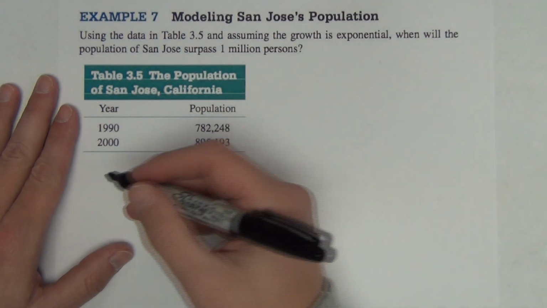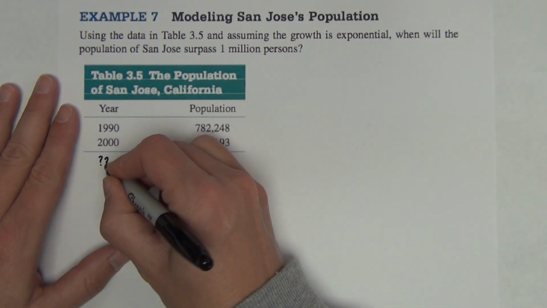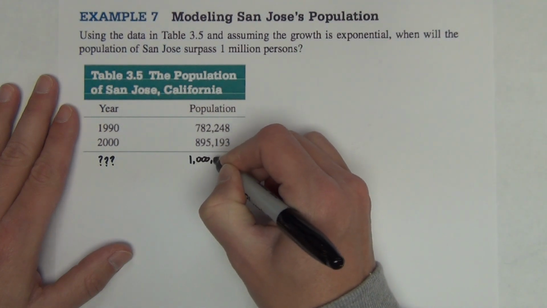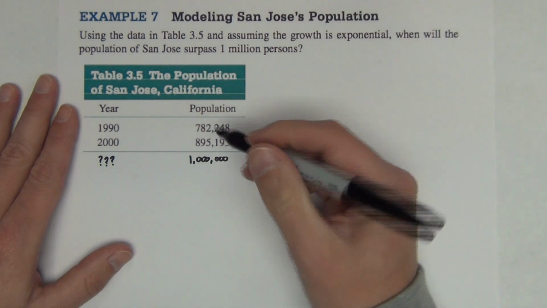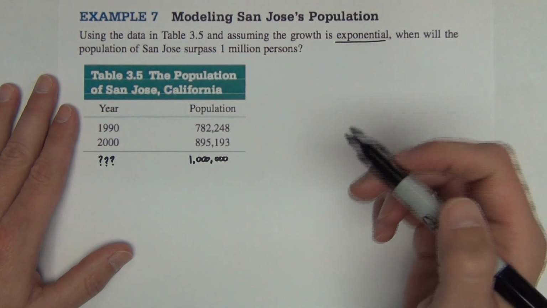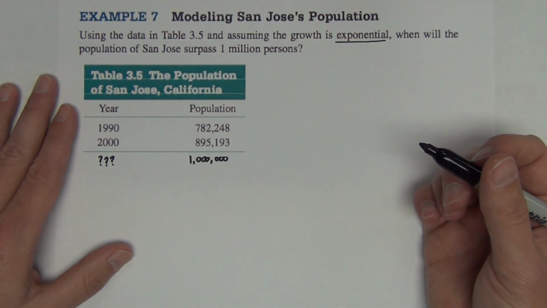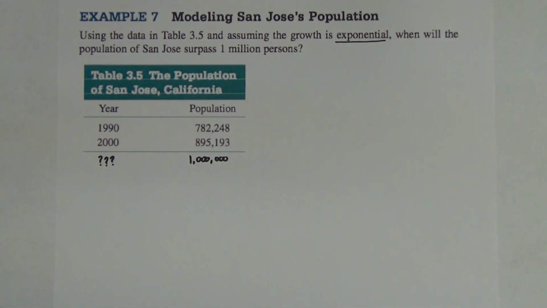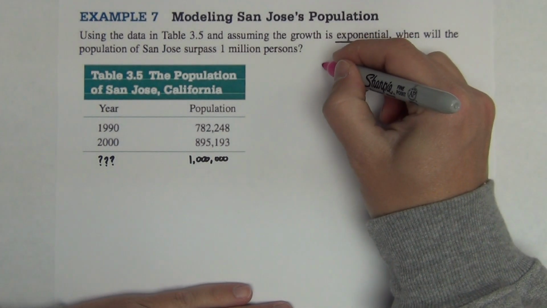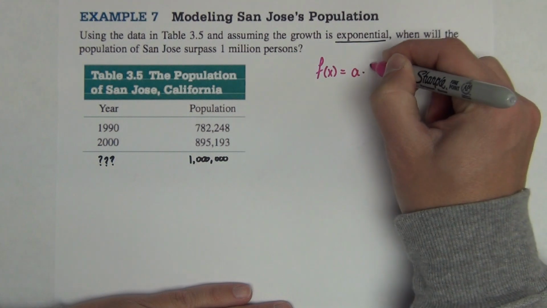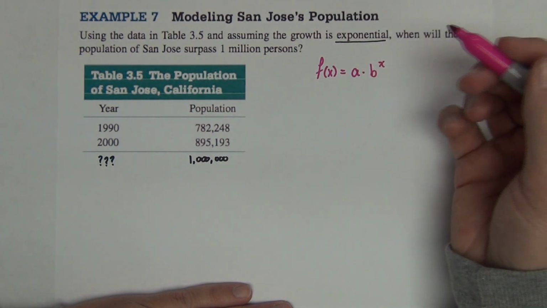What I'm trying to figure out is what year will the population surpass 1 million people? And this is what I have to go on, and I know that the growth is exponential, so I'm going to use an exponential function to model this, and that's it. So let's see. Let's begin with just the exponential function. The exponential function f of x equals a times b raised to the x.